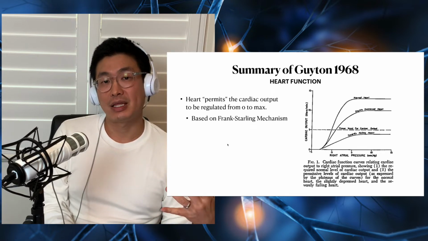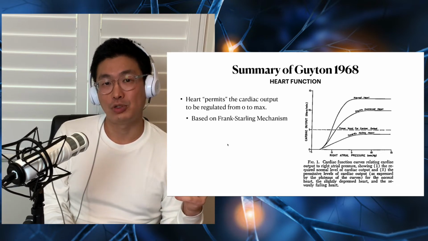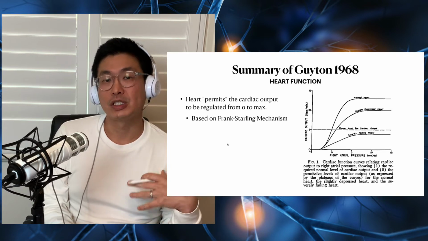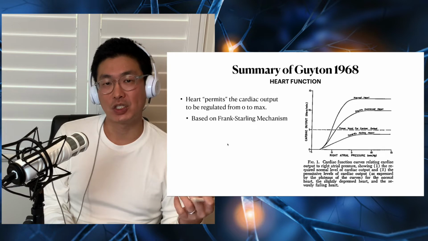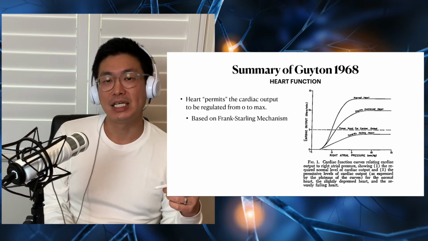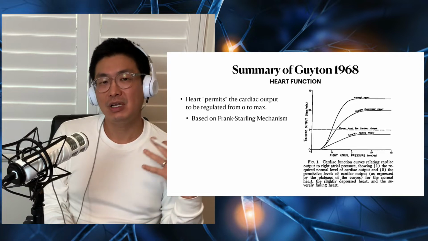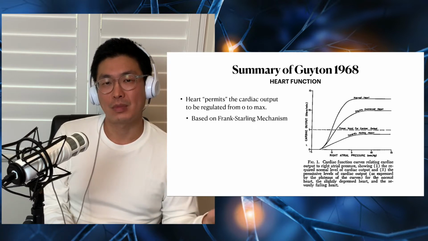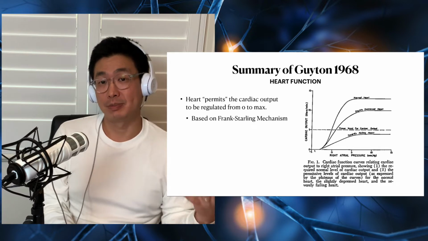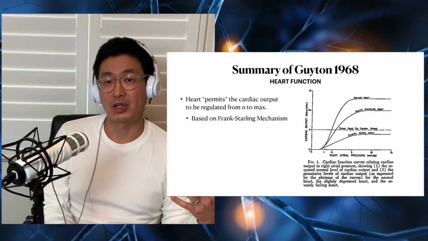Guyton goes on to say that the heart permits the cardiac output to be regulated from 0 to max. So it's a permissive function, and it's based on the Frank-Starling mechanism. And the idea is that even if you have a denervated heart, it should still be able to perform as described in this diagram here.